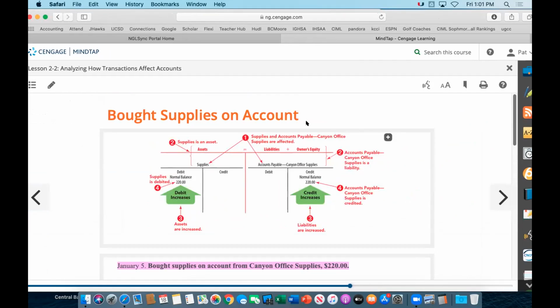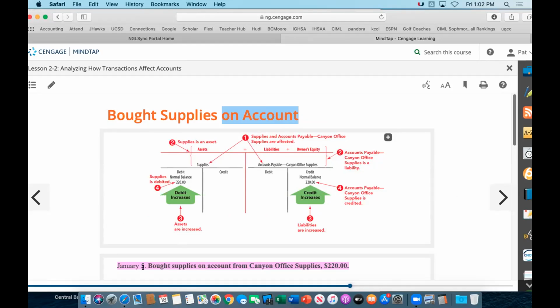All right, so we get to bought supplies on account. On your sheet, that's transaction 4, right? So when you see this, let's say this is German class or Spanish class or French class. Okay, what the heck are we talking about, on account? What's that mean? This just means I got some stuff I want to use and I'm going to pay for it later. In the business for Michael Delgado's company, it means he bought supplies, he charged it to Canyon Office, and he's going to pay them later. When we buy supplies on account, that means we're going to pay for it later.